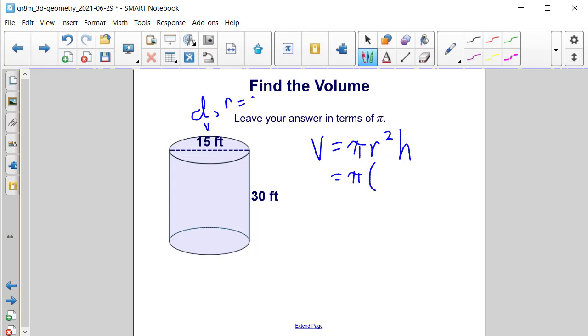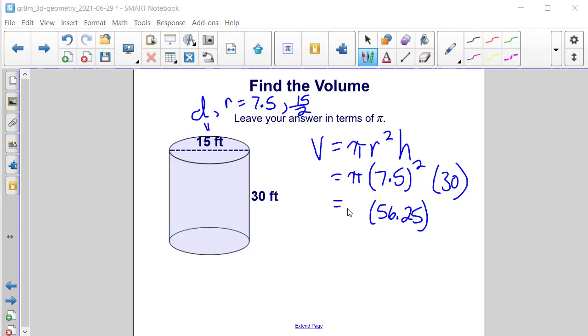And we could either write this as a decimal, 7.5, or we could write it as an improper fraction. Doesn't matter. So let's write it as the decimal, 7.5 squared for the radius, and the height is 30. So then if we square 7.5, we'll get 56 and 25/100ths. We still have a pi in front and a 30 behind it. And let's multiply 56 and 25/100ths by 30.